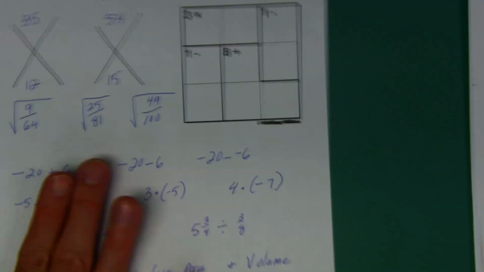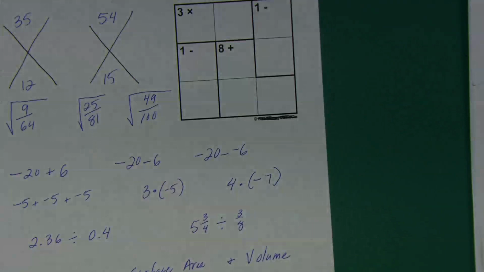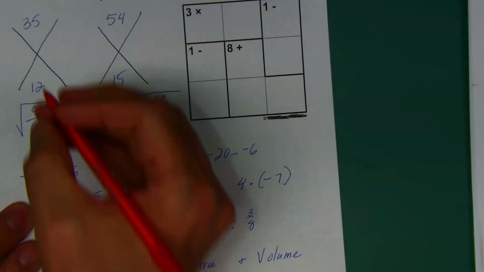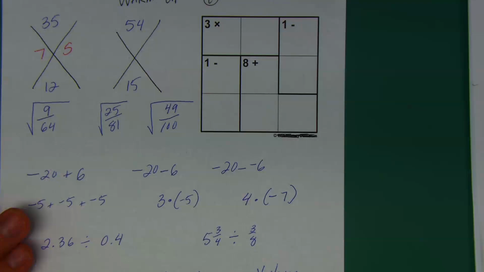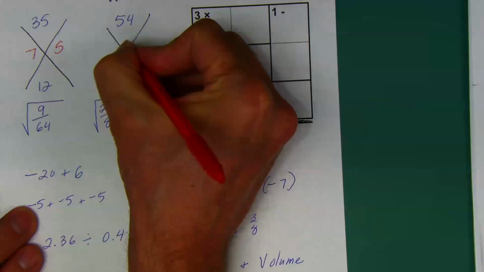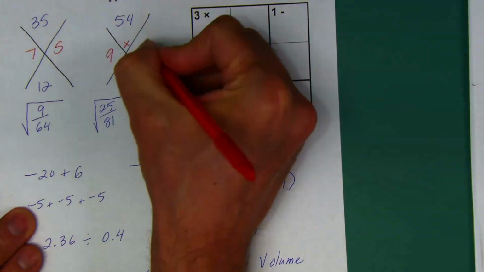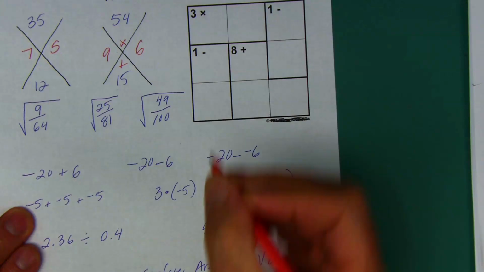All right, let's get some answers here. First off, those 2 diamonds, what 2 numbers have a product of 35 and a sum of 12? Hopefully you figured that out. And how about 54 and 15? 9 times 6 and 9 plus 6, right?